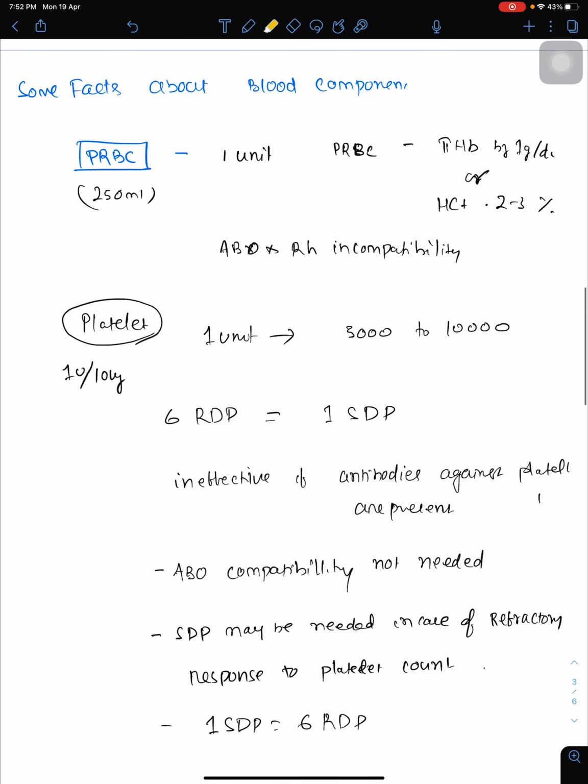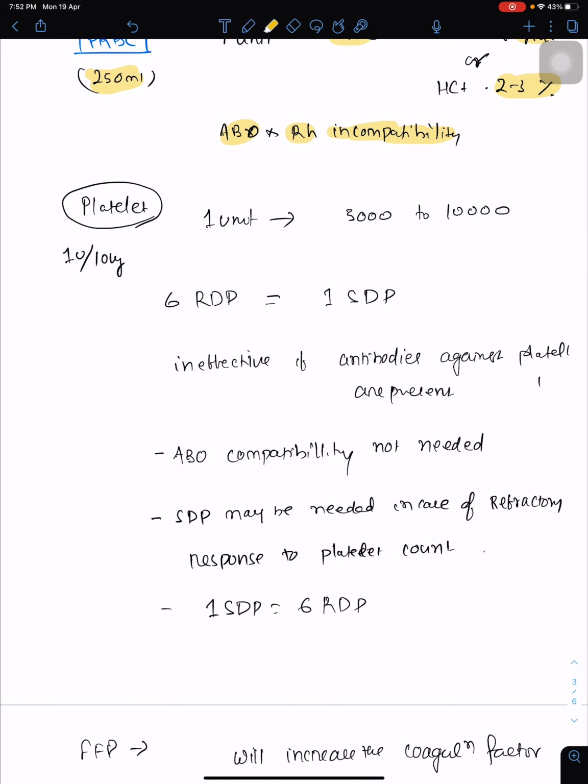Coming to some facts about specific blood components. What is the packed red blood cell component? When you infuse 1 unit of PRBC, it will increase the hemoglobin by 1 gram per deciliter or hematocrit by 2 to 3%. 1 unit of PRBC contains 250 ml, and that PRBC should undergo ABO and Rh compatibility testing before transfusion.